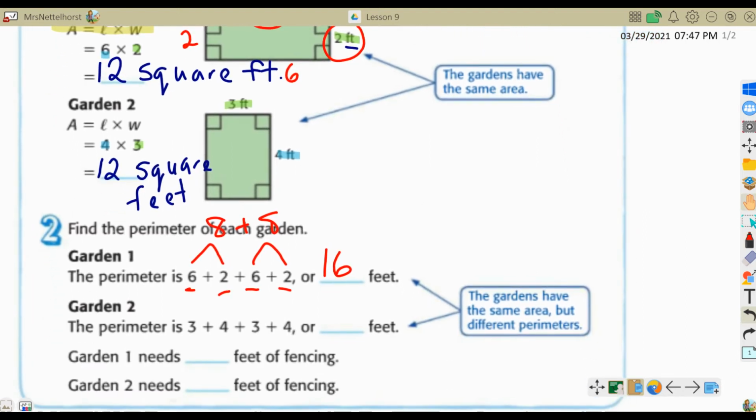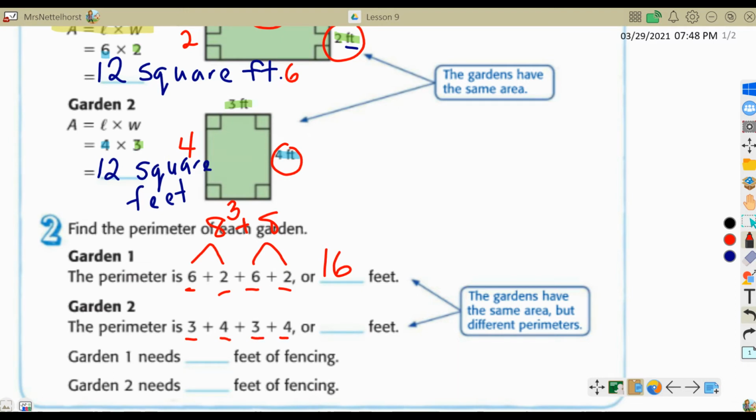Okay, so then on this other figure, we have 4 feet here. So we know the opposite side, because it's a rectangle, is also 4 feet. We have 3 feet on the width. So the other width is 3 feet also, because opposite sides are equal. So here we have the numbers 3 plus 4 plus 3 plus 4.